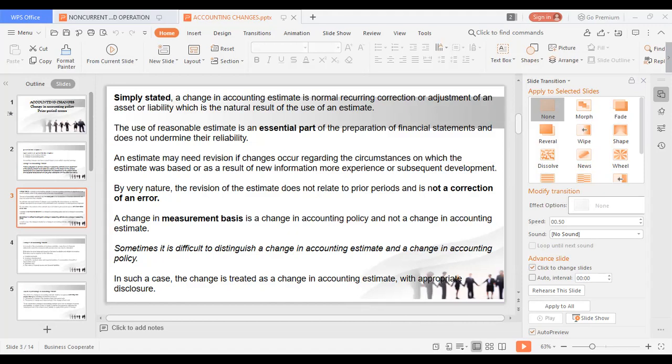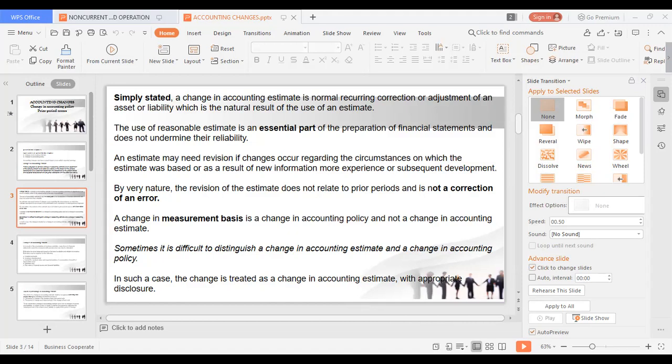Next in 9-12, the question: what pre-tax adjustment is required to restate retained earnings on January 1, 2020?